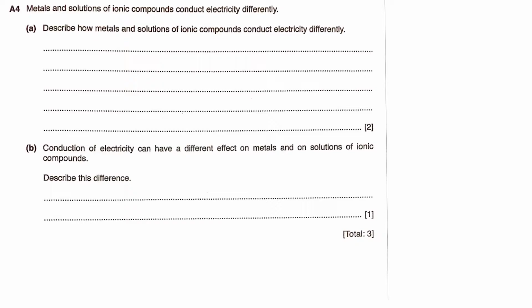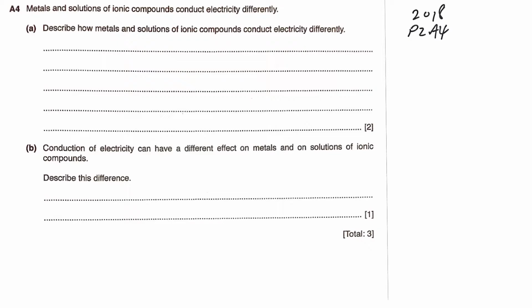Today we'll be looking at a question from the 2018 Pure Chemistry paper, and this question is from paper 2, question 4. Right, so let's take a look at this question now. Metals and solutions of ionic compounds conduct electricity differently. Part A. Describe how metals and solutions of ionic compounds conduct electricity differently.